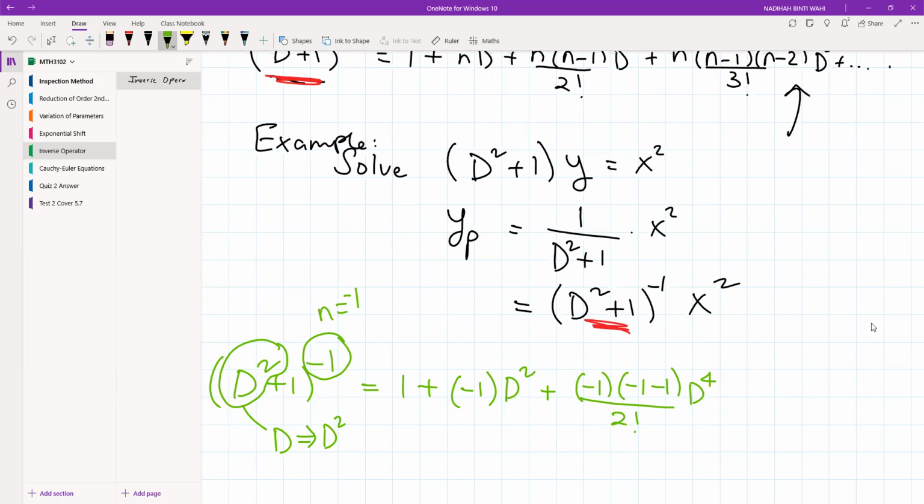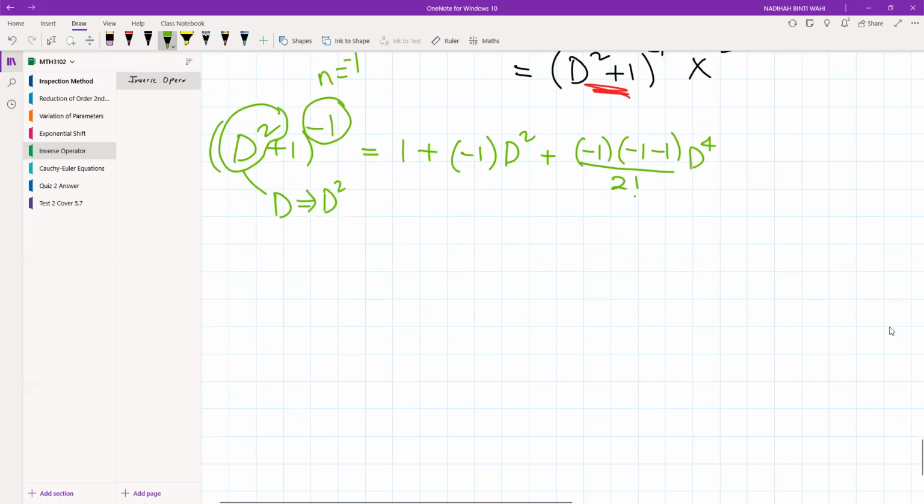Are you guys following? Yes. Okay. So, kemudian tambah dengan negatif 1 darab dengan negatif 1 darab dengan negatif 1 tolak 2 bahagi dengan 3 faktorial. Kemudian D kuasa 2 kuasa 3 adalah D kuasa 6 tambah dah.